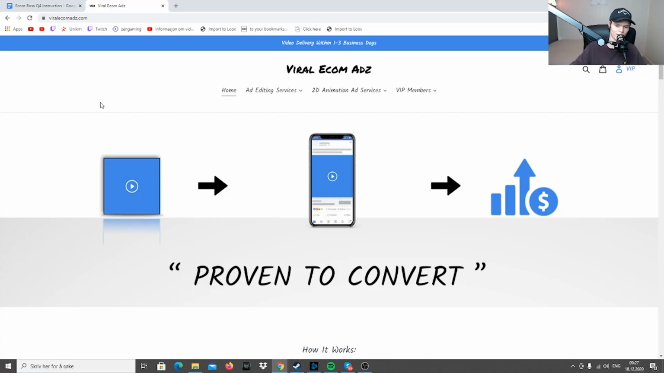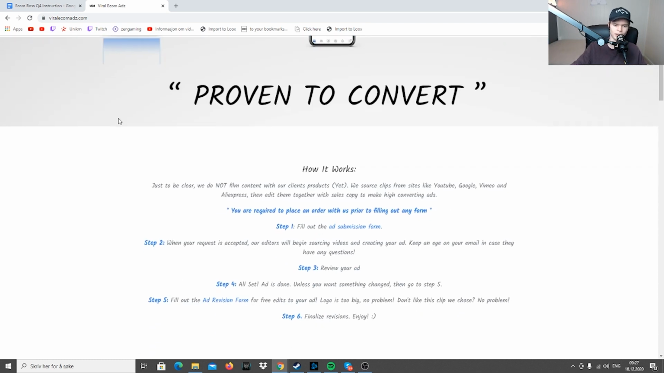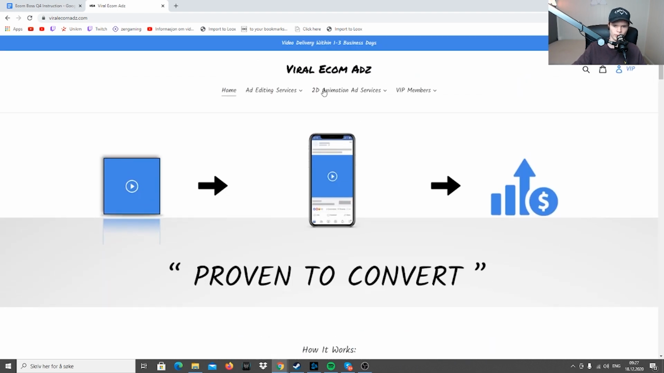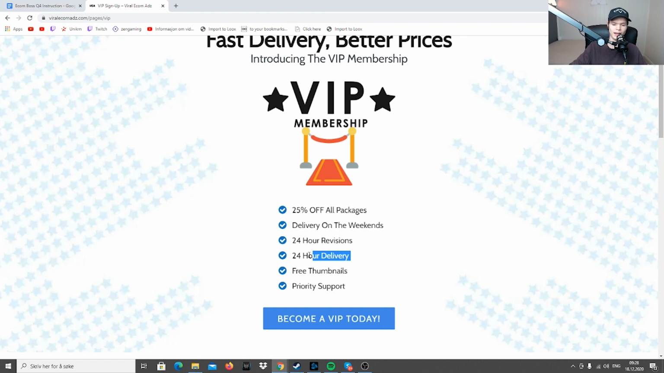So here's the Viral Ecom Ads page. They have the best ads in the entire space, and I've used them a lot of times myself, as I told you guys earlier. It says up here, proven to convert. They even have 2D animation ads, and as you guys can see, the video delivery is 1 to 3 days. But if you're a part of the VIP members, you could just sign up here. You'll actually be able to get your ads in 24 hours.